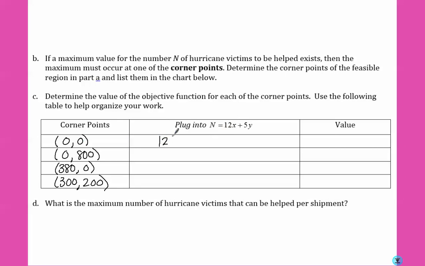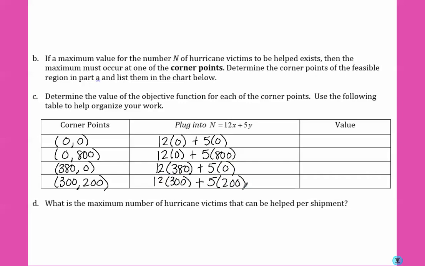So 12 times 0 plus 5 times 0. Or 12 times 0 plus 5 times 800. 12 times 380 plus 5 times 0. And 12 times 300 plus 5 times 200. So now you're going to type all these into your calculators, and that's going to tell you how many people we can help in each situation. So ready, set, plug in.